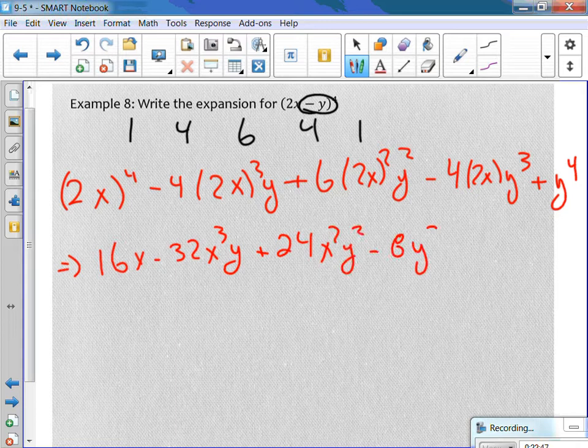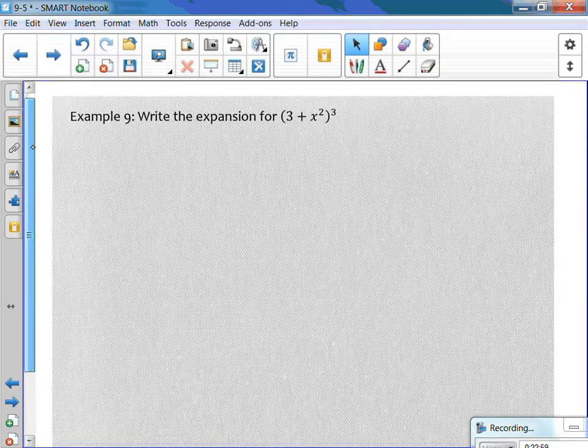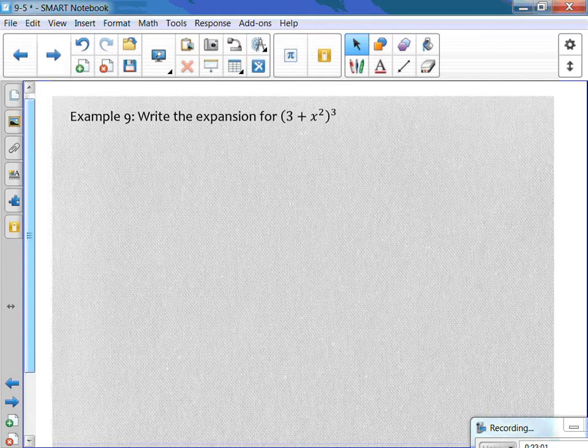One more problem to go, folks. Let's take a look at this one. We're going to write the expansion for 3 plus x squared to the third power. So binomial expansion for 3, our coefficients from Pascal's triangle, 1, 3, 3, 1.